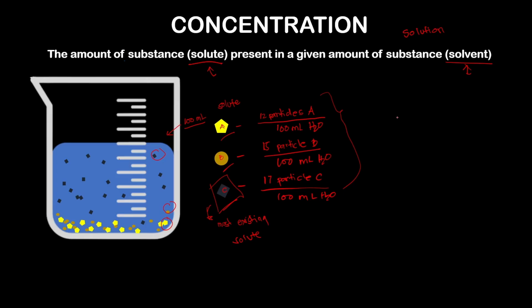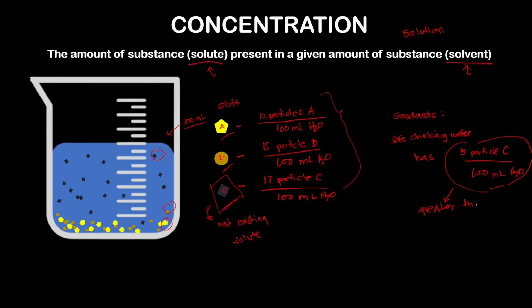So let's say that the standards say safe drinking water has 5 particles of C per 100 ml of water, and greater than this value is said to be toxic. You can say that.